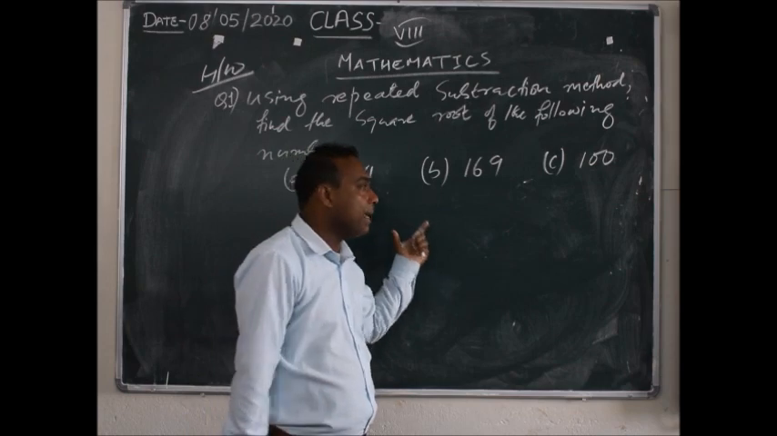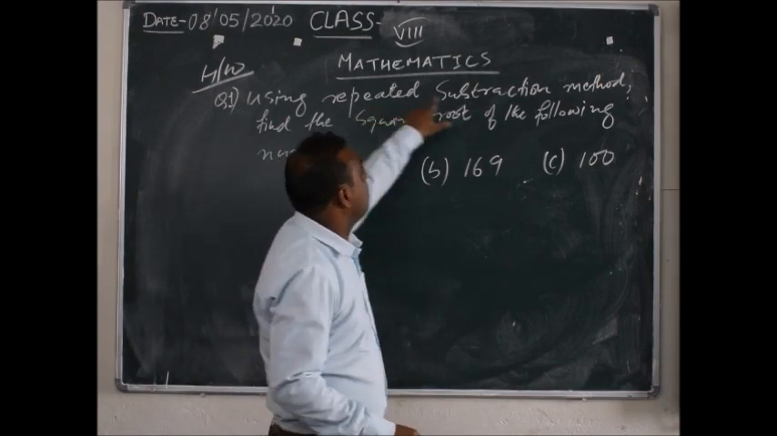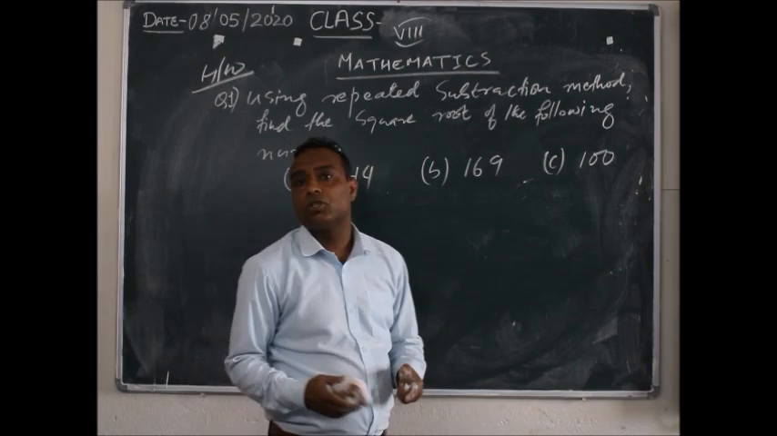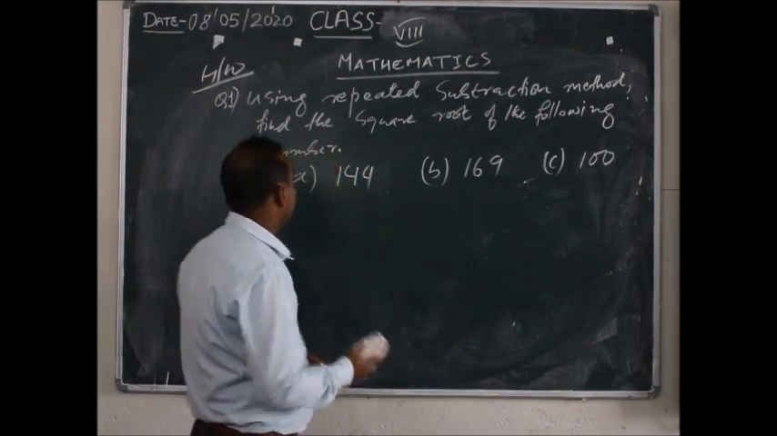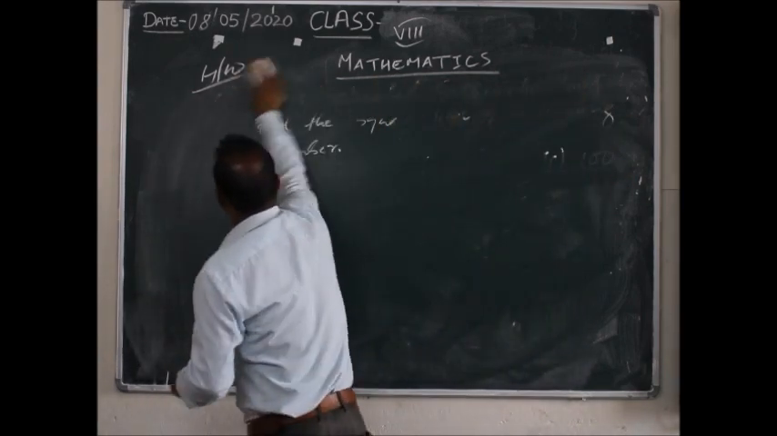So one process we have completed here, the repeated subtraction method. Now another process and method to find the square root, that also we will learn here. Now the other method is here.